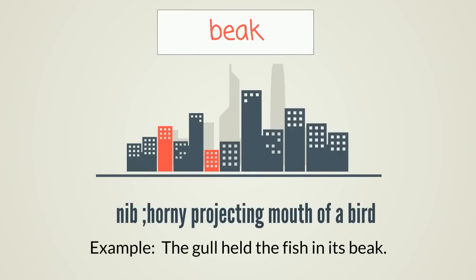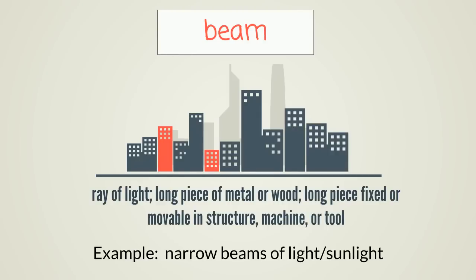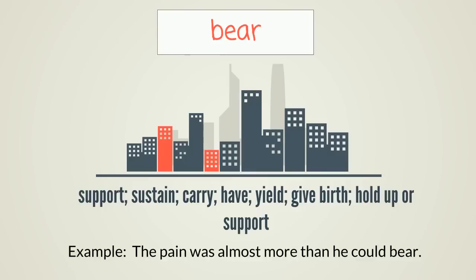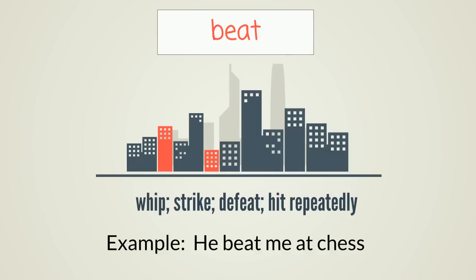Beak. Nib, horny projecting mouth of a bird. Example, the gull held the fish in its beak. Beam. Ray of light, long piece of metal or wood, long piece fixed or movable in structure, machine, or tool. Example, narrow beams of light, sunlight. Bear. Support, sustain, carry, have, yield, give birth, hold up or support. Example, the pain was almost more than he could bear. Beat. Whip, strike, defeat, hit repeatedly. Example, he beat me at chess.